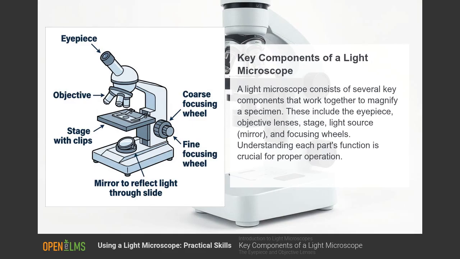Key components of a light microscope. A light microscope consists of several key components that work together to magnify a specimen. These include the eyepiece, objective lenses, stage, light source, mirror, and focusing wheels. Understanding each part's function is crucial for proper operation.